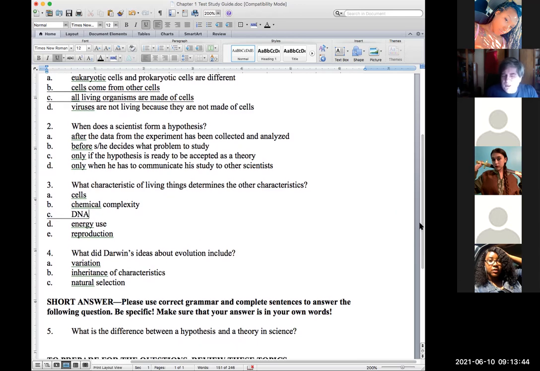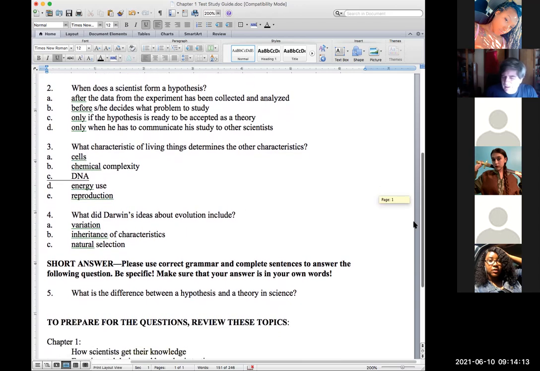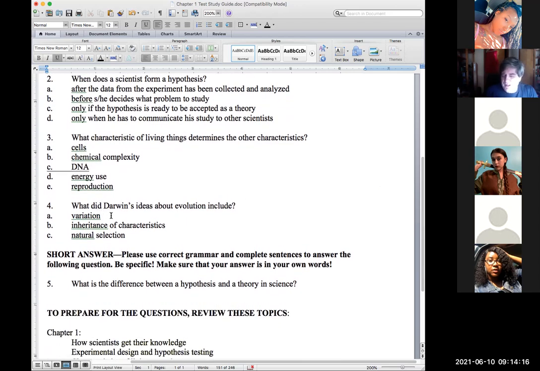Now, notice if you think about a question like number 3, when I write the questions, I try not to give you a hint whether there's more than one answer or just one answer or no answers. But if you think about what number 3 is asking, what characteristic determines everything else? There can really only be one thing that determines all the other characteristics. So sometimes there is a hint in the questions, even though I try not to give you one.